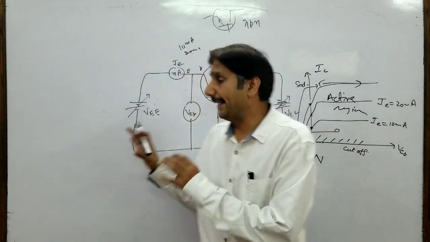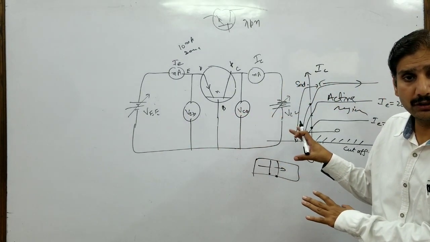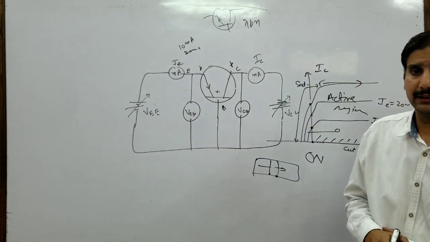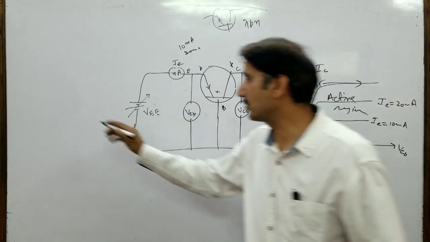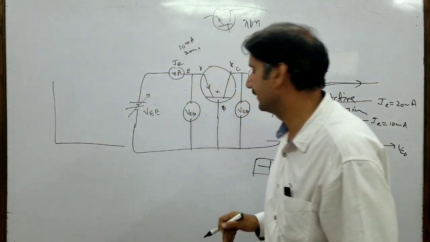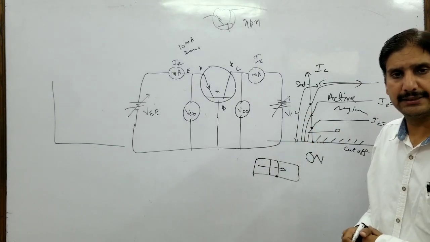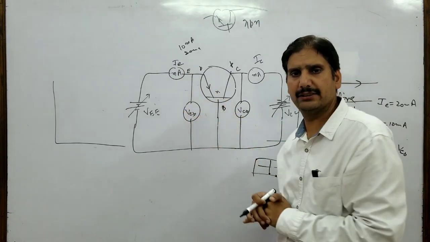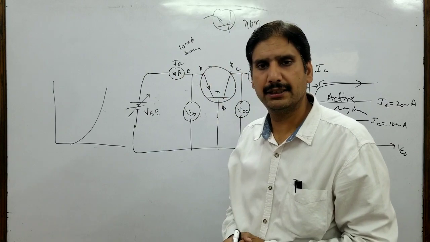But what about the input characteristics? If you keep the output voltage constant and draw a graph between emitter current and VEB, the base emitter voltage, what sort of graph would you get? Let's say the collector is kept open now. So this is acting just like a PN junction now. What will happen? The graphs are something like this.